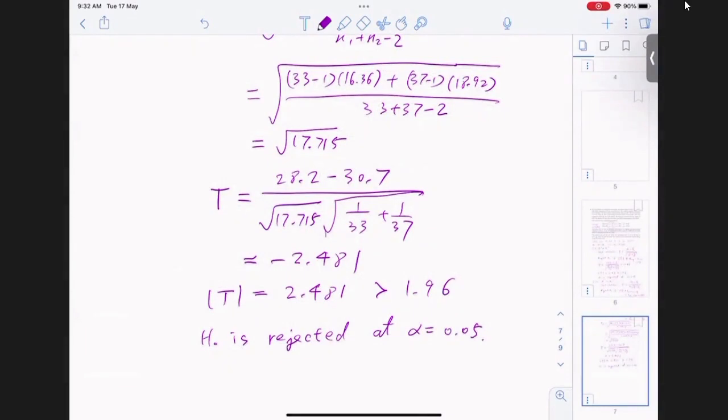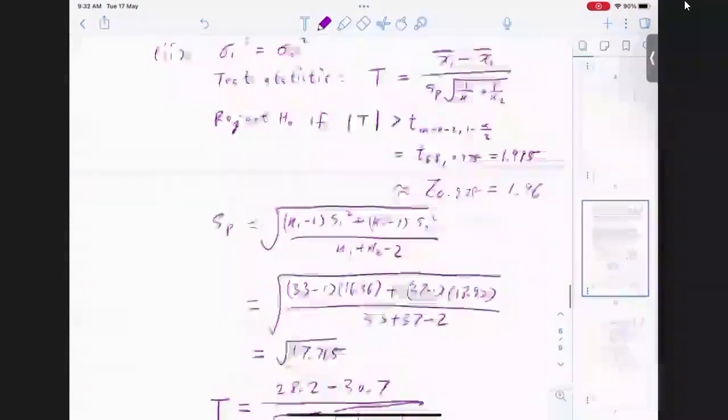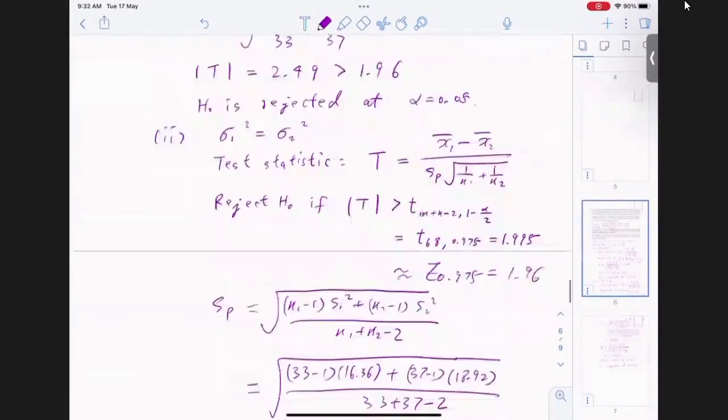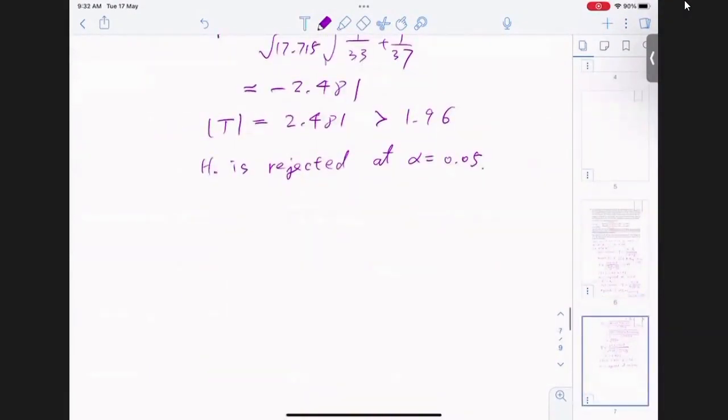So in fact, in this case, whether you assume the population variances are equal or not, you will find that the test statistics are quite close to each other. The test statistic computed before is 2.49, and here it is 2.48. Okay. That's because the two sample variances actually are quite close in values. Is there any question?